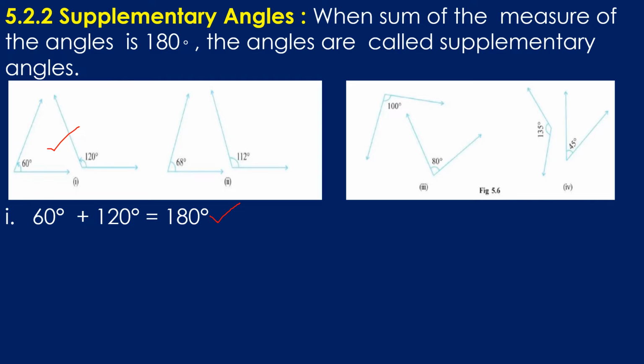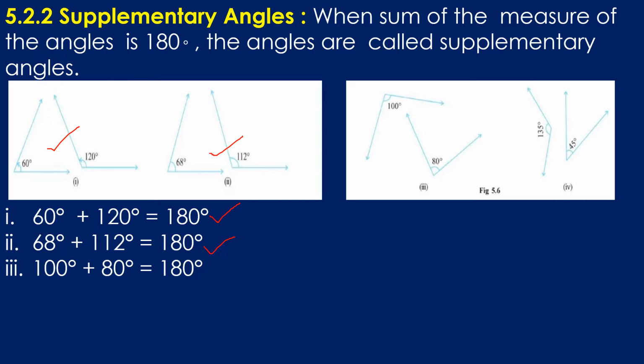And the second one, they have given 68 degree and 112 degree. When we take the sum of these two, it will be equal to 180 degree. Therefore, this pair also is supplementary angles. And the next pair of angles given are 100 degree and 80 degree. The sum of these two angles is equal to 180 degree. Therefore, this pair of angles also is supplementary angles.